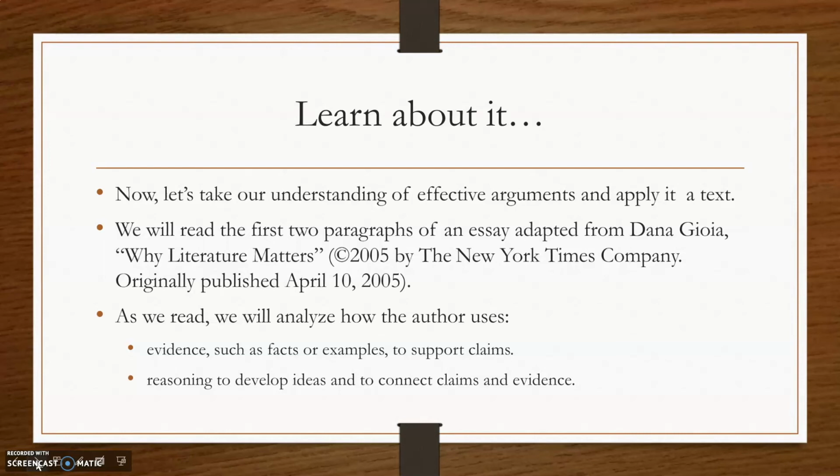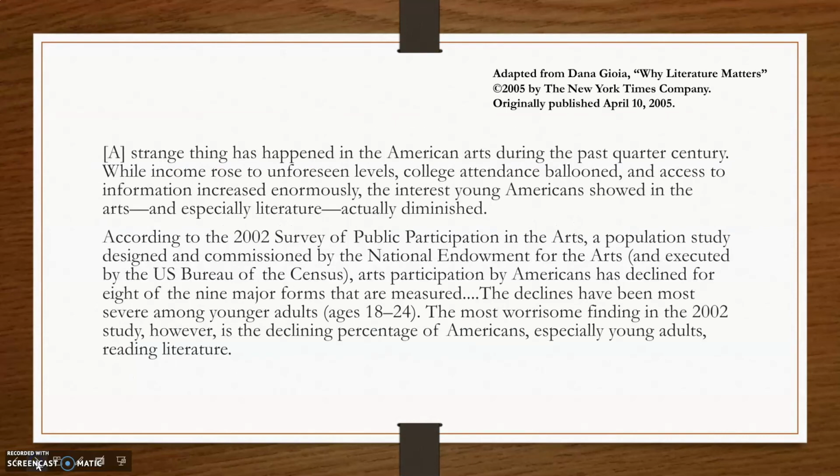We will read the first 2 paragraphs of an essay adapted from Dana Gioia's Why Literature Matters. As we read, we will analyze how the author uses evidence, such as facts or examples, to support claims, and reasoning to develop ideas and to connect claims and evidence. I will read these first 2 paragraphs aloud as you follow along. Feel free to annotate on your own paper where you notice the way that the author introduces and develops his argument.